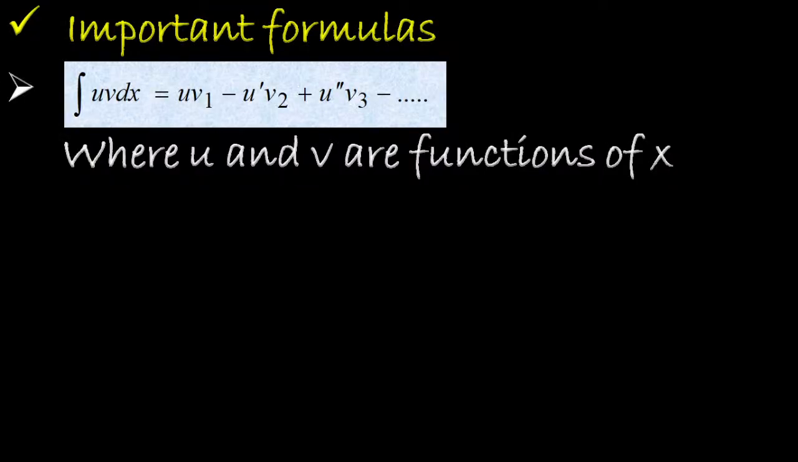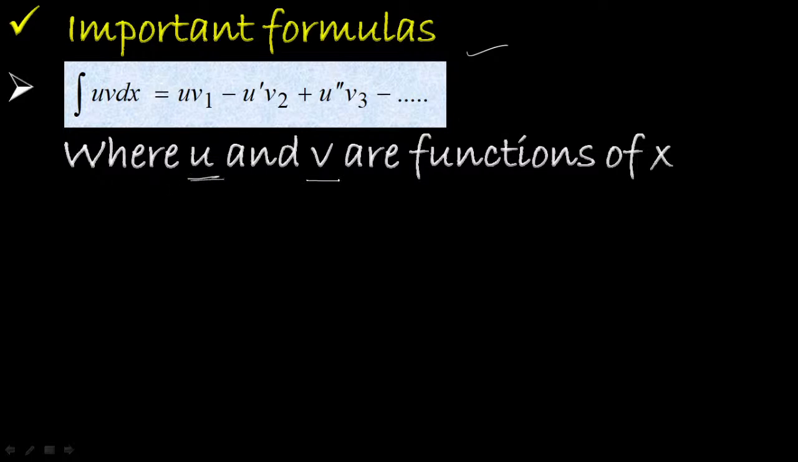Before I move on to the given problem, let me have a short look over the formulas which we are going to use to calculate the Fourier coefficients A0, An and Bn. This is one of the very important formulas you have to remember: Bernoulli's formula. Integral uv dx is equal to u v1 minus u dash v2 plus u double dash v3 minus etc.